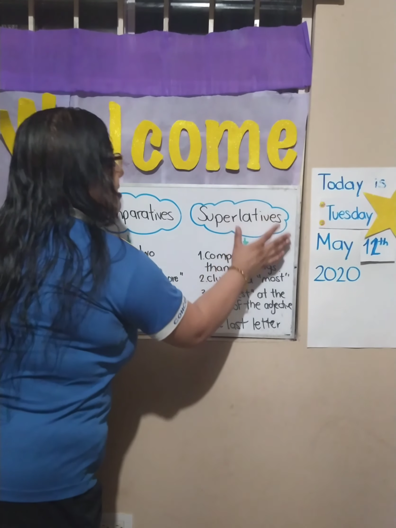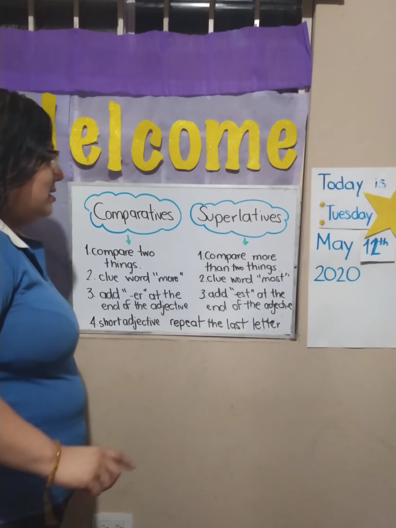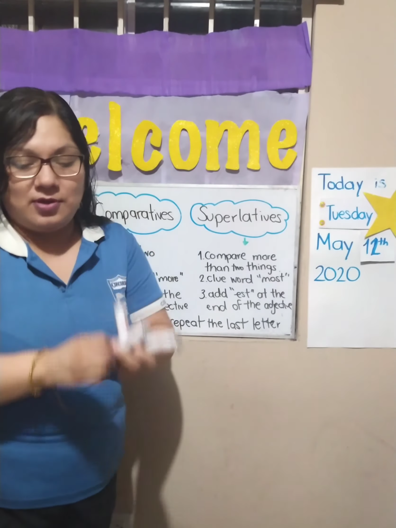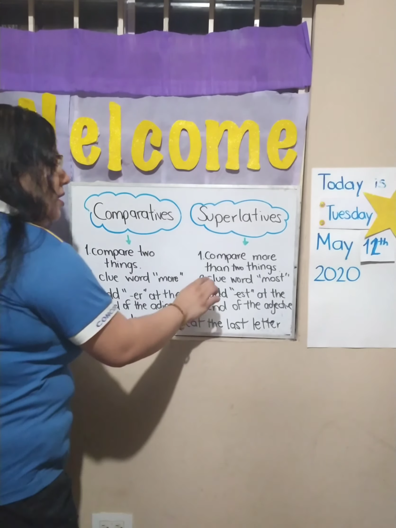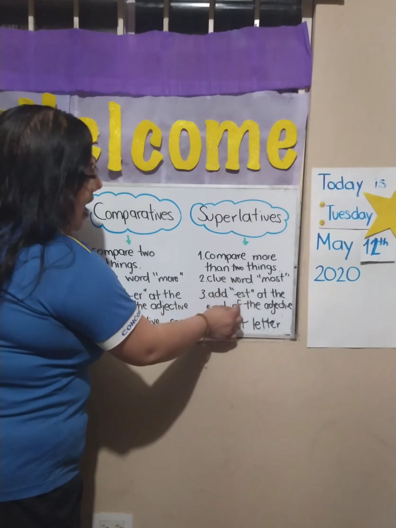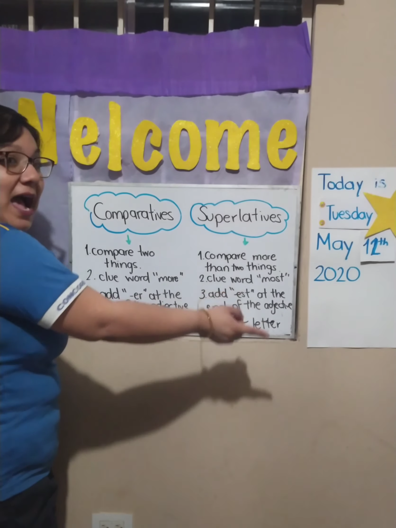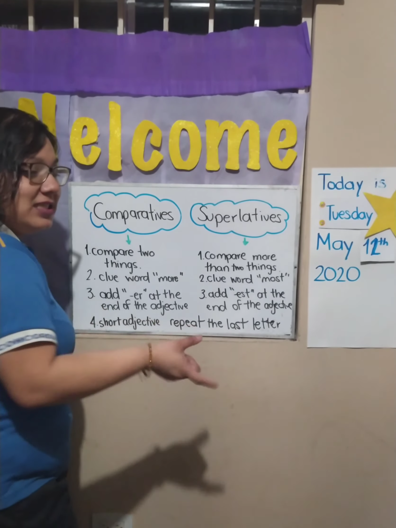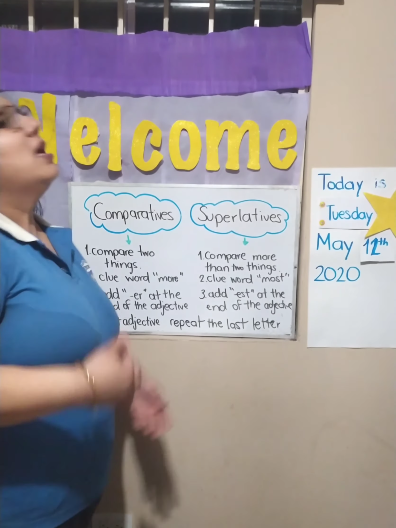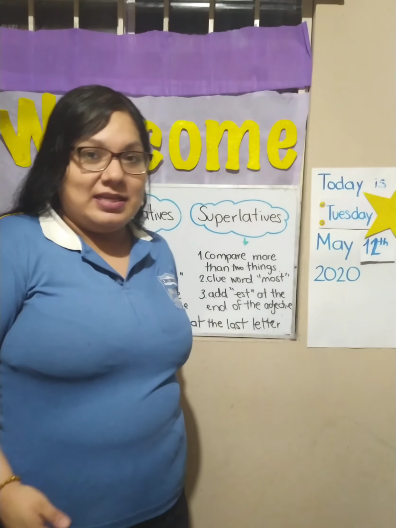Okay? Now, the superlatives. The superlative compares more than two things. For example, 3 markers. Okay? More than 2. Number 2, the clue word is most. Number 3, add EST at the end of the adjective. And as in comparatives, when the adjective is short, you have to repeat the last letter. Okay? Now, let's watch a video about comparatives and superlatives.